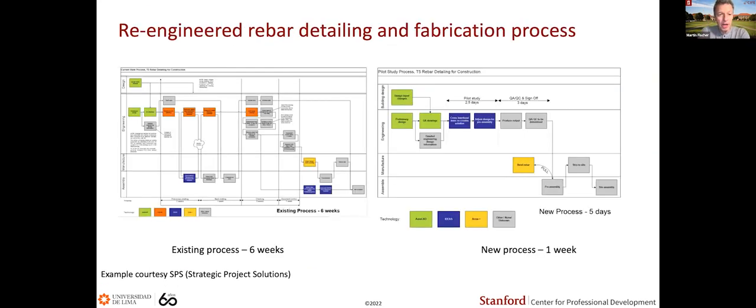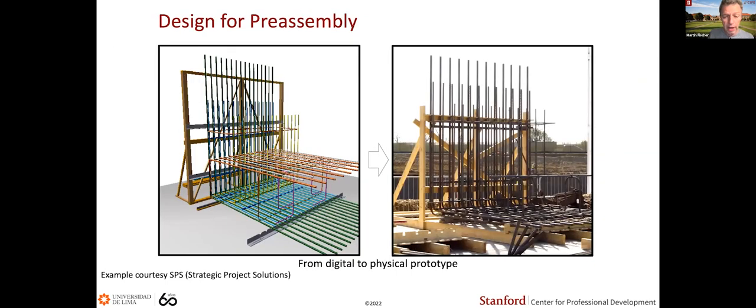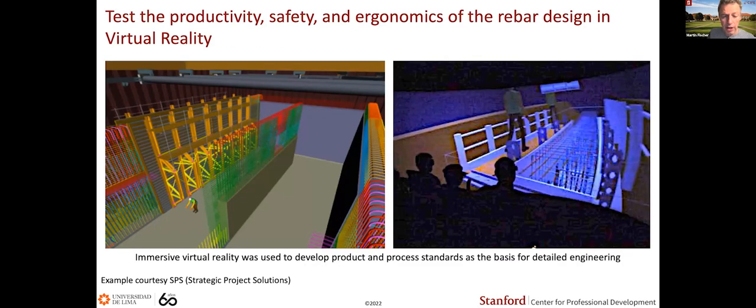So they had to re-engineer the detailing and fabrication process. So you see on the left, the existing process, on the right, the new one. So from 6 weeks to 1 week. Create digital prototypes. They tested also the installation of the rebar to make it as ergonomic as possible in a virtual reality situation where they brought the workers in and they assembled the rebar virtually first.